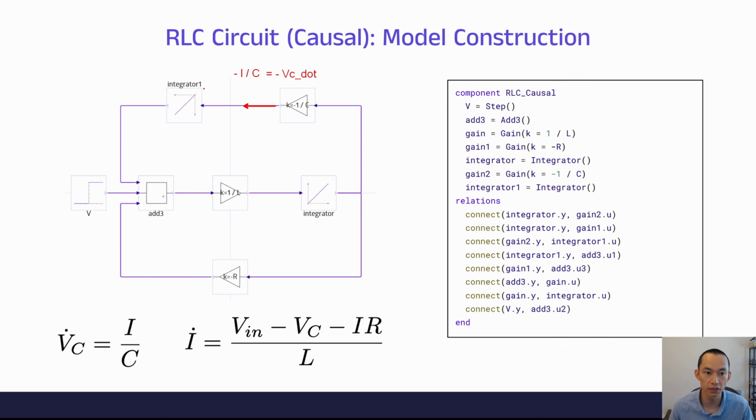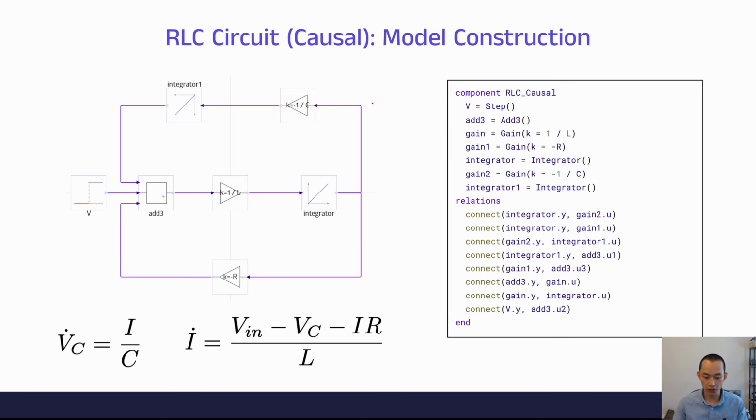All right, so if negative VC dot goes into this integrator, well, what comes out of it is simply negative VC, right? You send in negative VC dot to the integrator, on the other side you get negative VC. And that, of course, is this value right here, which is the second assumption that we made when we began this. Okay, so there we have it. We convinced ourselves that this block diagram right here does indeed represent the RLC model.